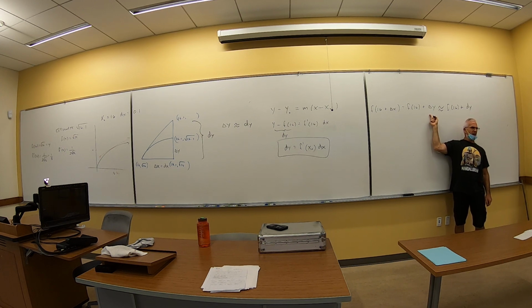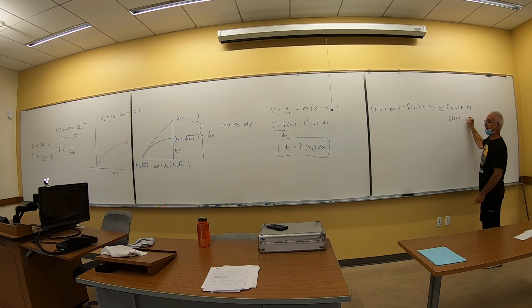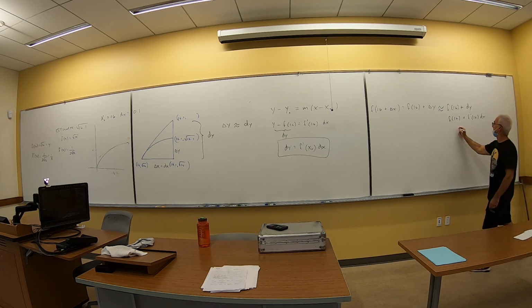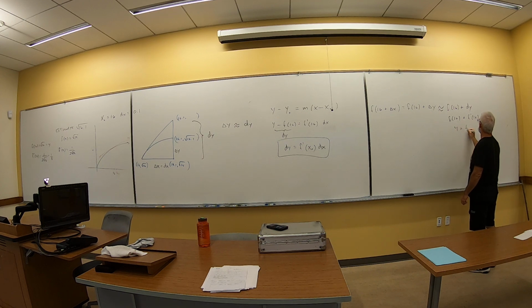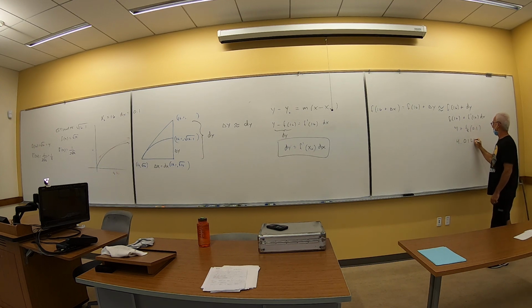Some things you can do, calculating irrational numbers in decimal form is probably not a useful use of your gray matter. So this is what? f of 16 plus f prime of 16 dx. And what was dx in this case? 0.1. The actual change in x was 0.1. So let's put the numbers in. This would be 4 plus 1/8 times 0.1. That's the same as 1/80th, by the way. Or 4.0125.